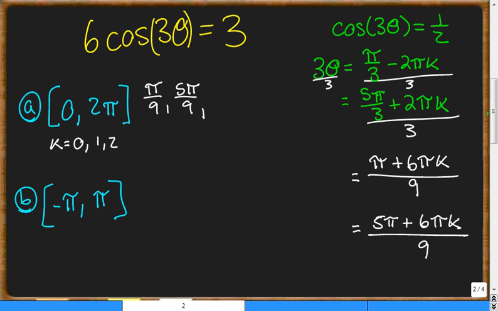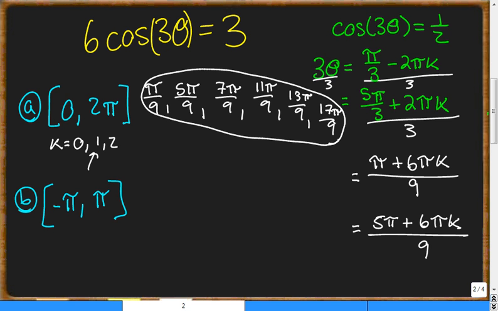For k equals 1, I'm going to have 7 pi over 9 and 11 pi over 9. And for k equals 2, I'm going to have 13 pi over 9 and 17 pi over 9. So these answers are all within this range, as you can see. 17 over 9 is still less than 2.